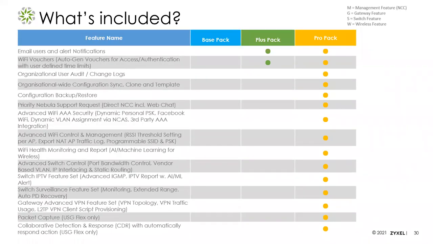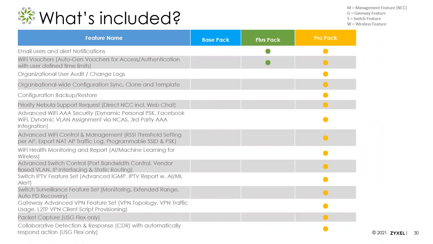If you want email alerts, such as when a device goes offline, you need the Plus or the Pro pack. If you want to use Wi-Fi vouchers for paid guest access, that requires the Plus or the Pro pack. And then the Pro pack also has a full audit log. It tracks every configuration change and who made that change, and saves that in the cloud for review.